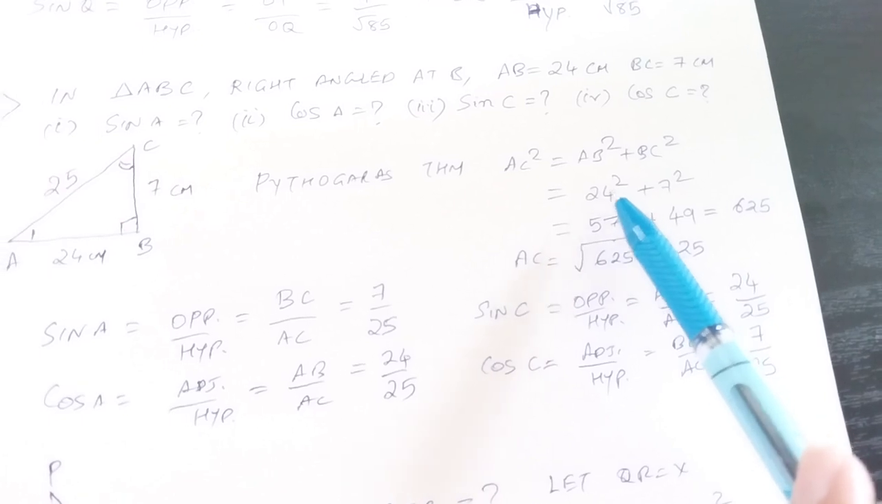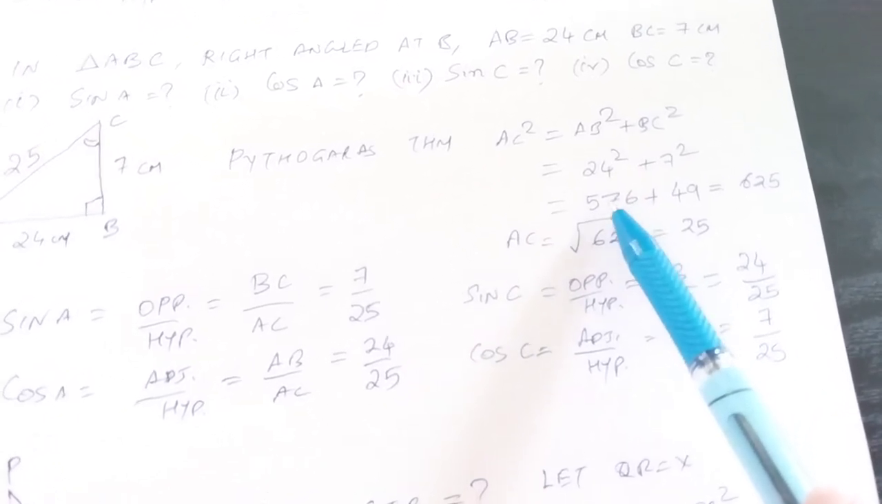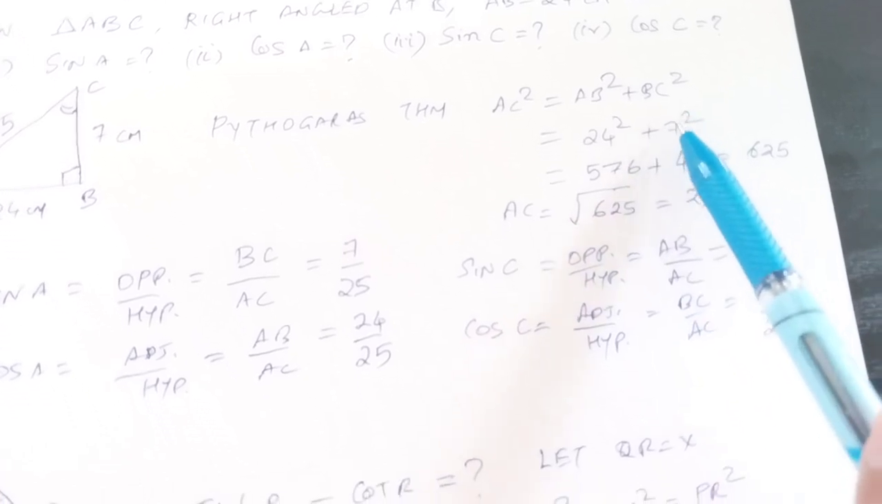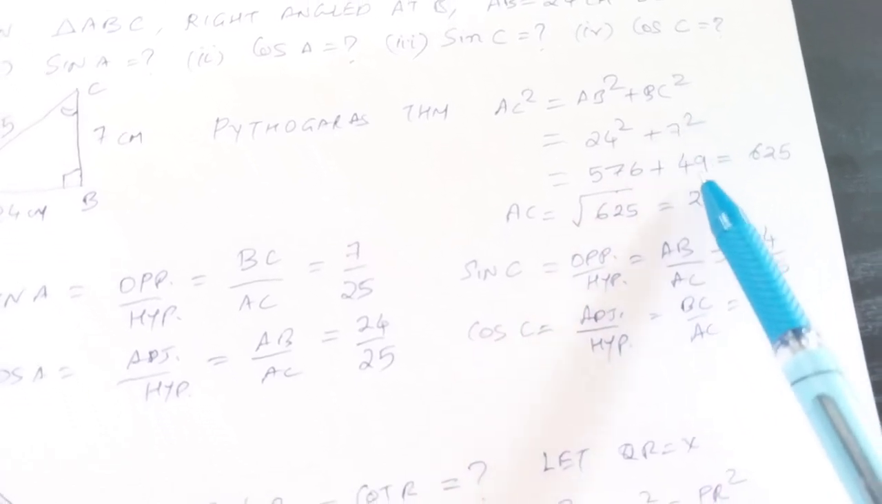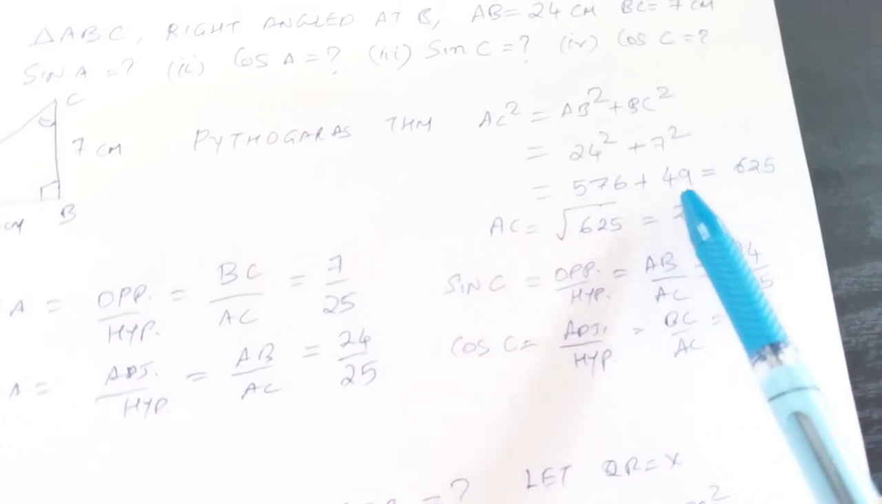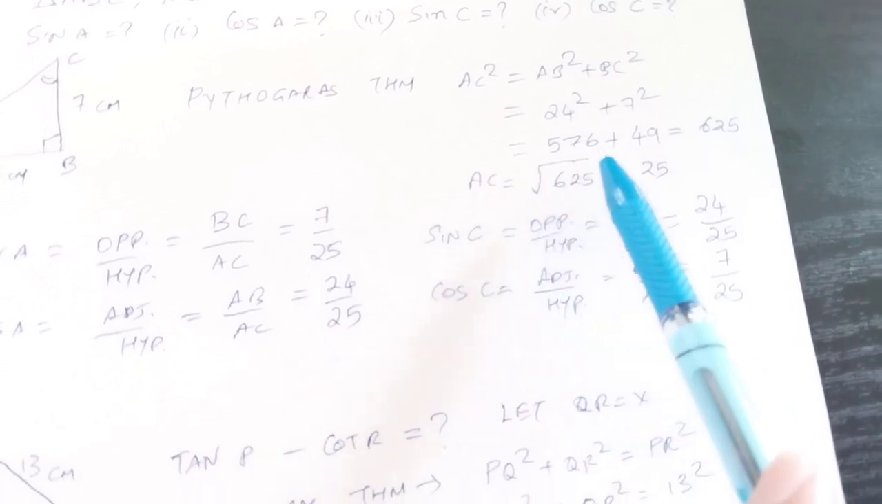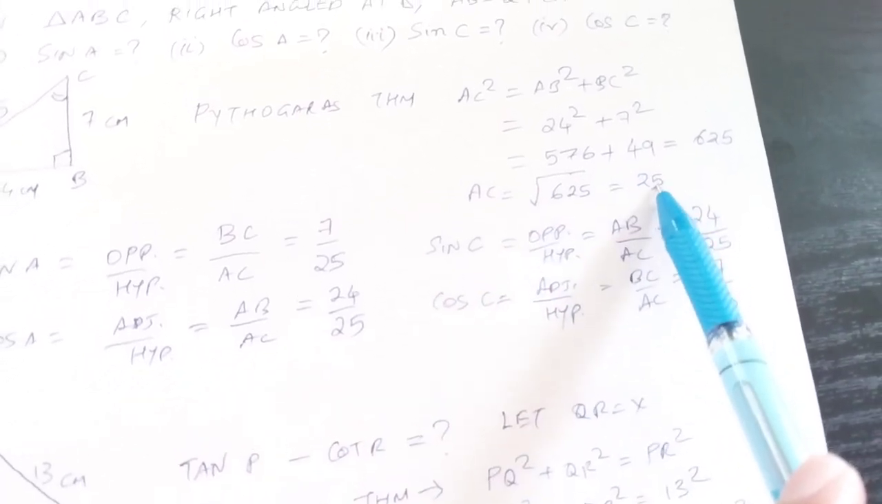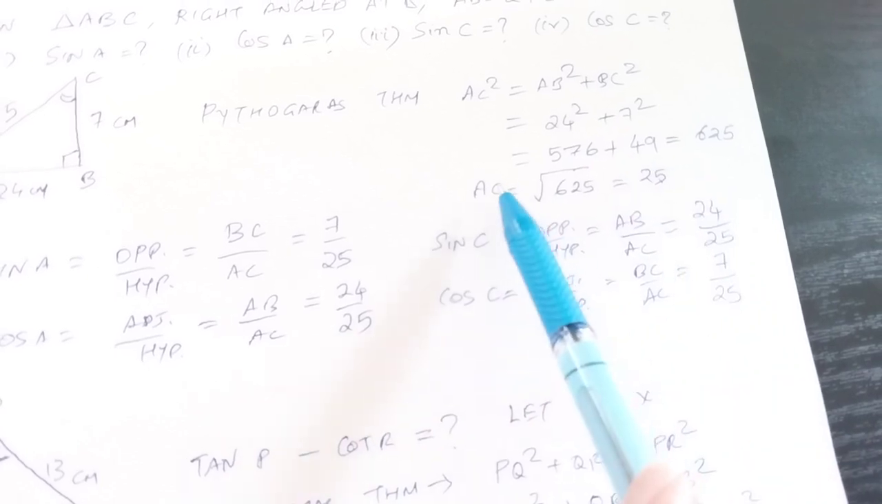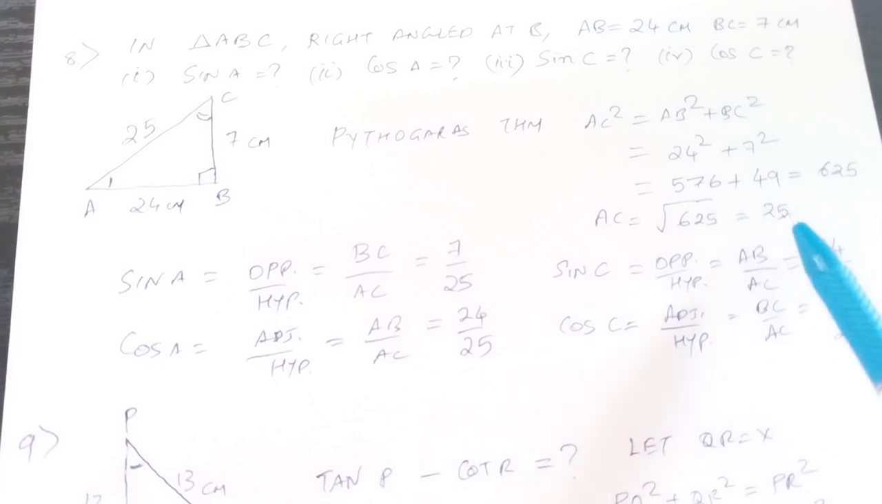What is 24 squared? If you use a calculator, you will see that AB squared is 576 and BC is 7. So 7 sevens are 49. Okay. So 576 plus 49 will give you 625. Therefore, AC is square root of 625, which is 25. Okay. So that AC value we have put it here. Okay. So AC is 25.